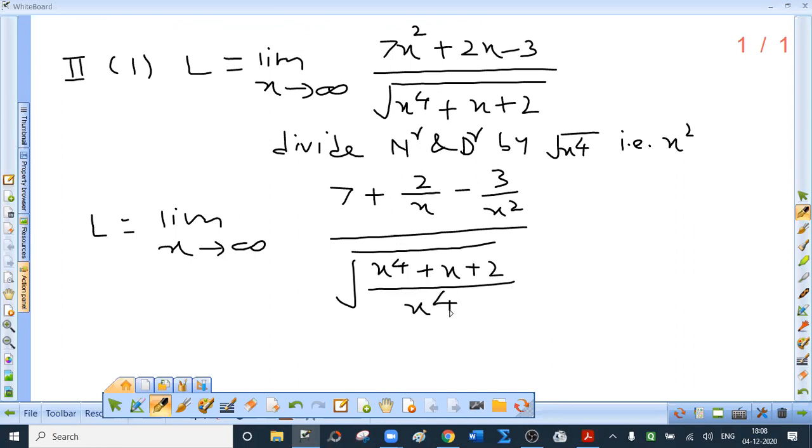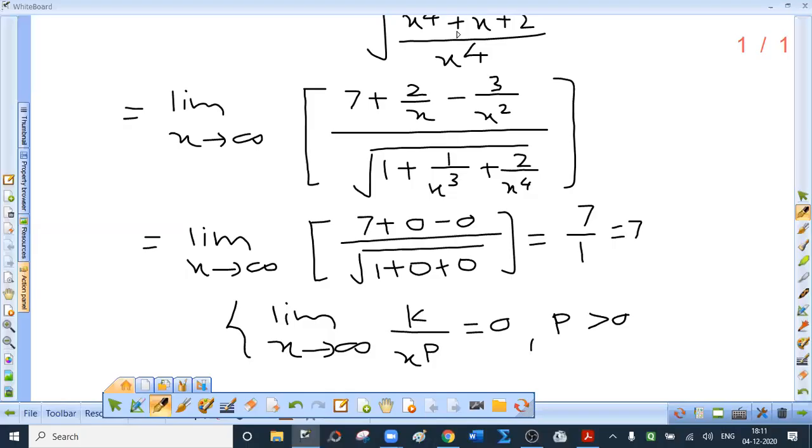Okay. Now in the next step, split the numerator and then take the limit. So it is limit x tends to infinity (7 plus 2 upon x minus 3 by x square). I have already told you that dividing by x square means dividing by root of x raised to 4. Root a upon root b is root of a upon b. Split numerator. So if you take the limit, 7 plus 0 minus 0 upon root of 1 plus 0 plus 0. So 7 is the final answer.